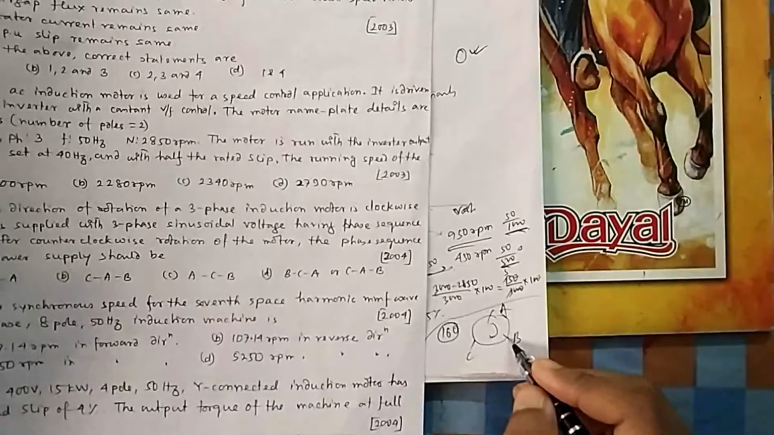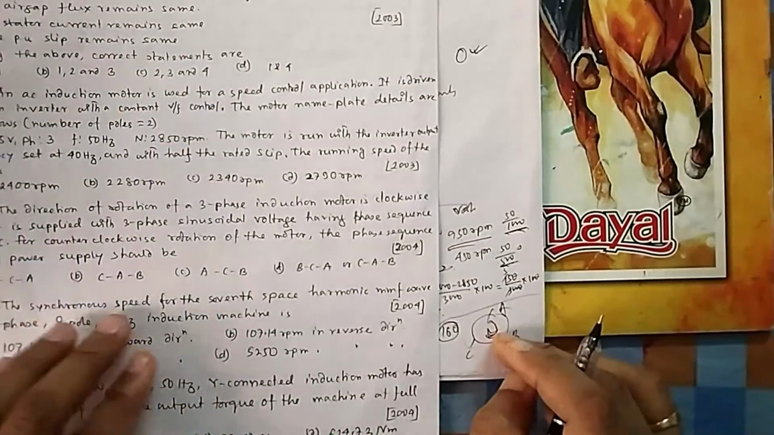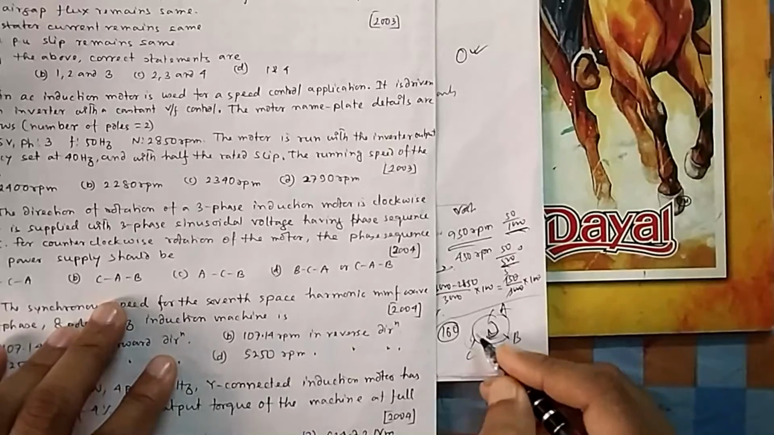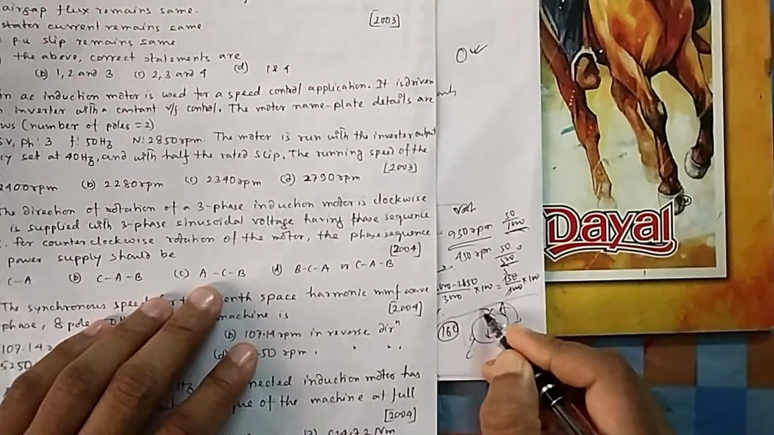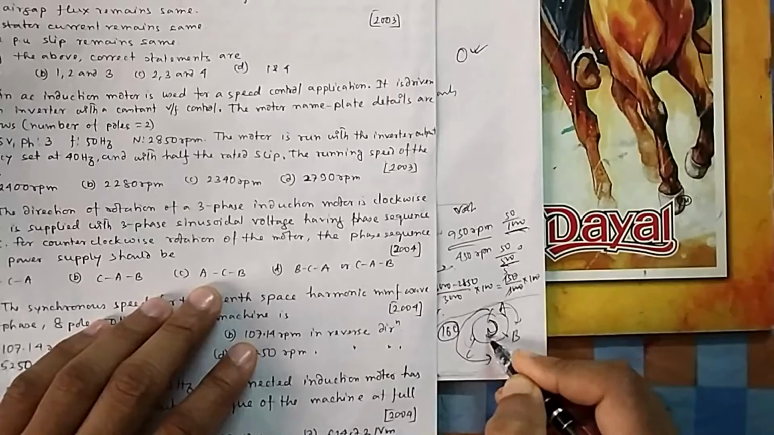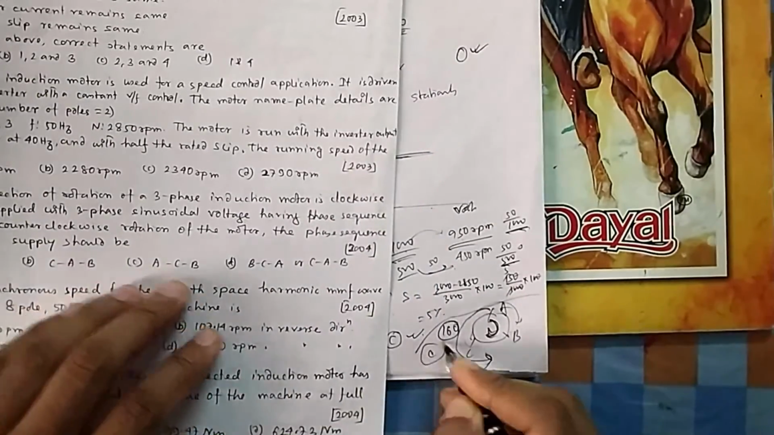The first option is BCA. BCA is the same clockwise, so it will not change. It is the same phase sequence. CAB is also clockwise, so that will also be the same. ACB is counterclockwise, you can see. ABC was clockwise, now ACB is counterclockwise. So obviously option C is the correct option.